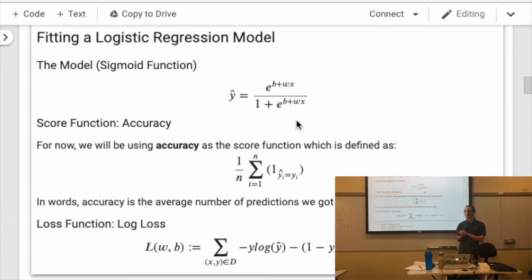And we talked about one other score function at the end. Tobias? Do you remember what it was?